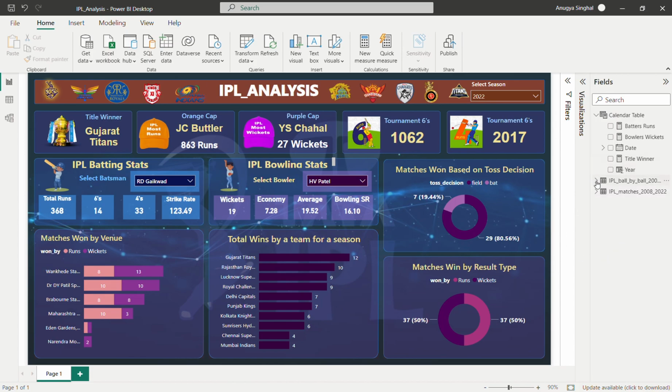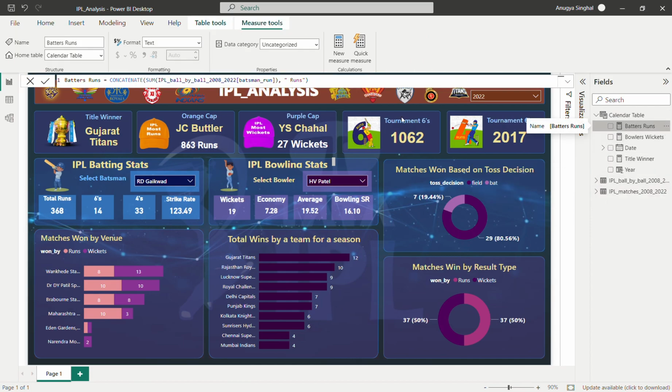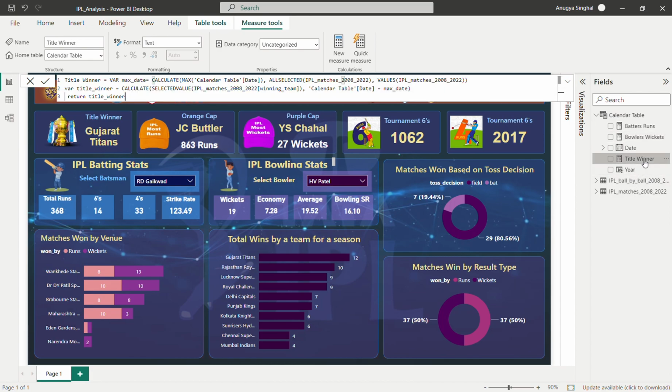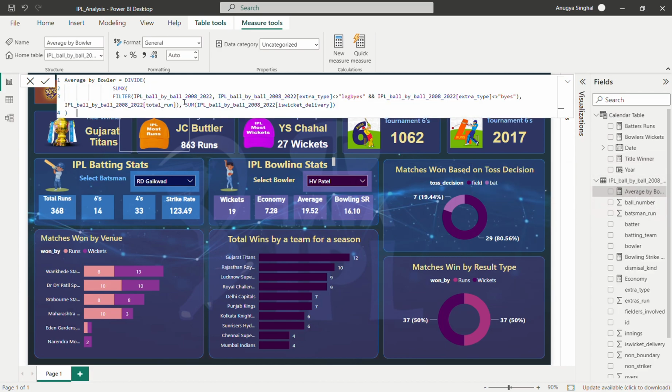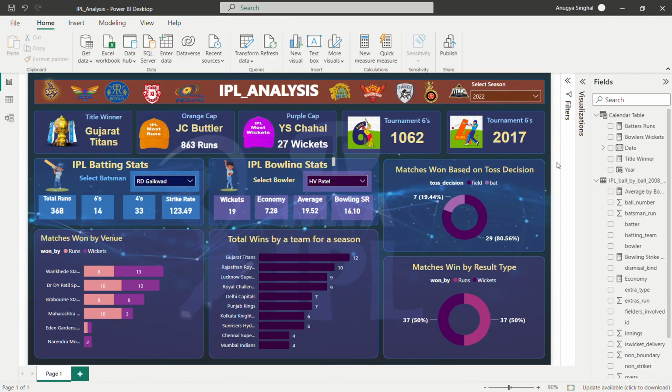For analyzing the data set thoroughly, I have used some measures such as batters runs, in which I used the concatenate function and sum function; bowlers wicket, in which I also used concatenate and sum function; and title winner, in which I have used variable strategy. For the average by bowlers, I have used divide, sumx function, and filter function also. So this is my analysis of this data set of IPL.